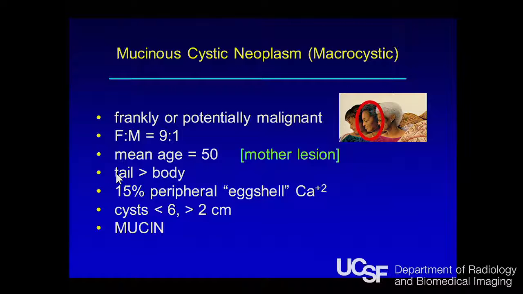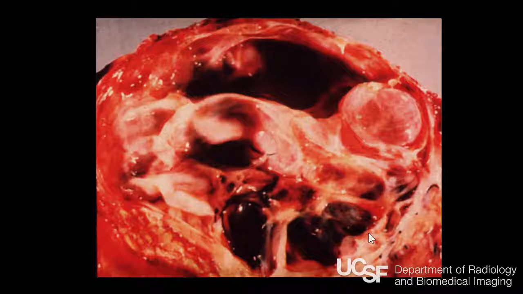There is a preference for the tail of the gland, and calcifications when they occur are less common, and they tend to be in the rim of the lesion. I'll also mention that calcifications, when you do see them in the setting of this tumor, have been found to be a predictor of frank malignancy. And again, the classic teaching is that you have fewer cysts, but they're larger, so numbering less than 6, and each of the cysts should be greater than 2 centimeters. On cut section, you see these larger cysts. You can see mural nodularity, and here's a large nodule, here's another one.